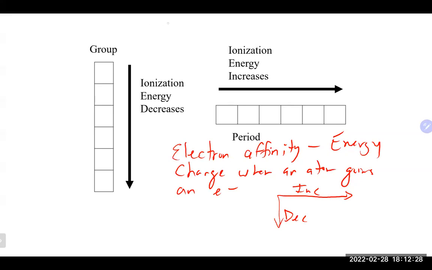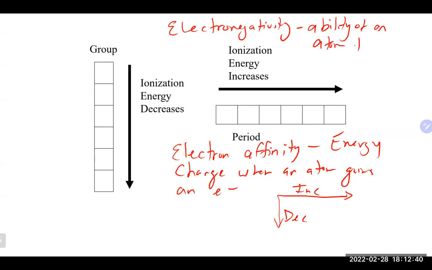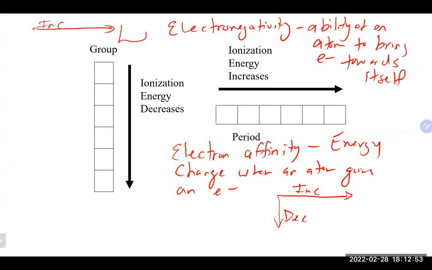One last trend that's really important is electronegativity, which we'll talk about in bonding as well. That is the ability of an atom to bring electrons towards itself. And that also increases as you go right and up, with fluorine being the most electronegative, and decreases as you go down.